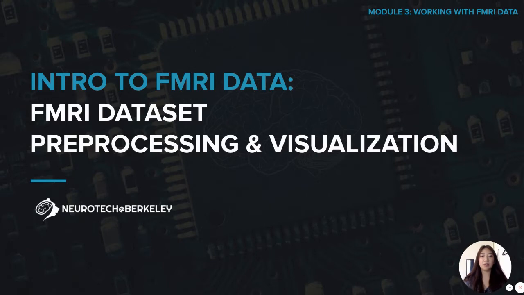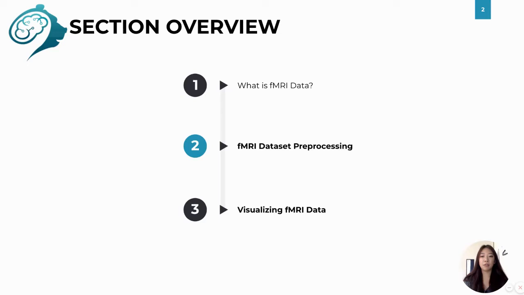This is going to be the last video for Section 2, Intro to fMRI Data, and the topic is fMRI dataset processing and visualization, covering Lesson 2 and Lesson 3 at the same time in this one video, because the majority of the content for these two sections is actually going to be in the Google Colabs, and this video is more going to be talking about the context of the fMRI dataset that we're going to be working with.